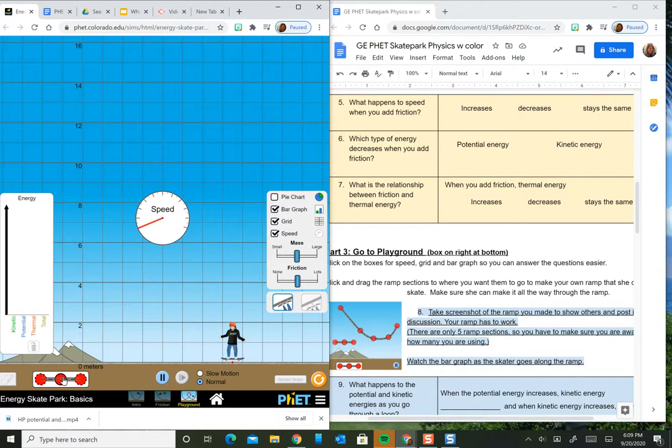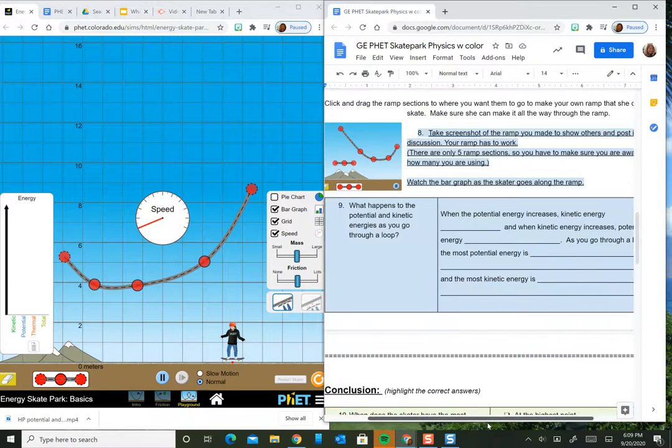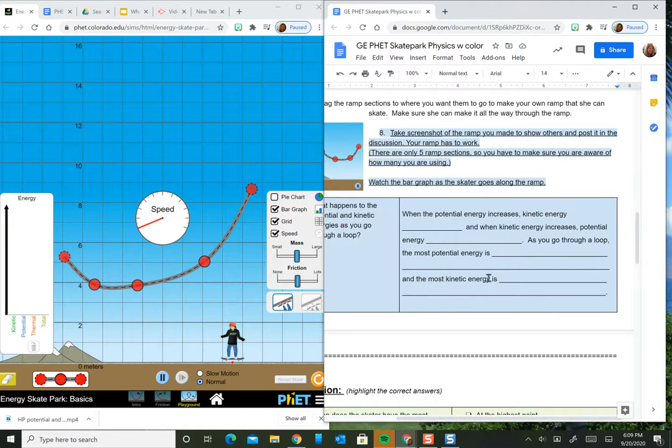But then I'm going to make a ramp. So I'm going to use these sections right here to make a ramp. And these red dots are your anchor points and your connection points. So if I want to make a ramp, I can connect these so she doesn't just fall off. Okay, so you have to make a loop. That's one of the things, because if you notice down here, it says as you go through a loop, the most potential energy is and the most kinetic energy. So remember, you can use slow motion to find out what this is doing over here in the bar graph.